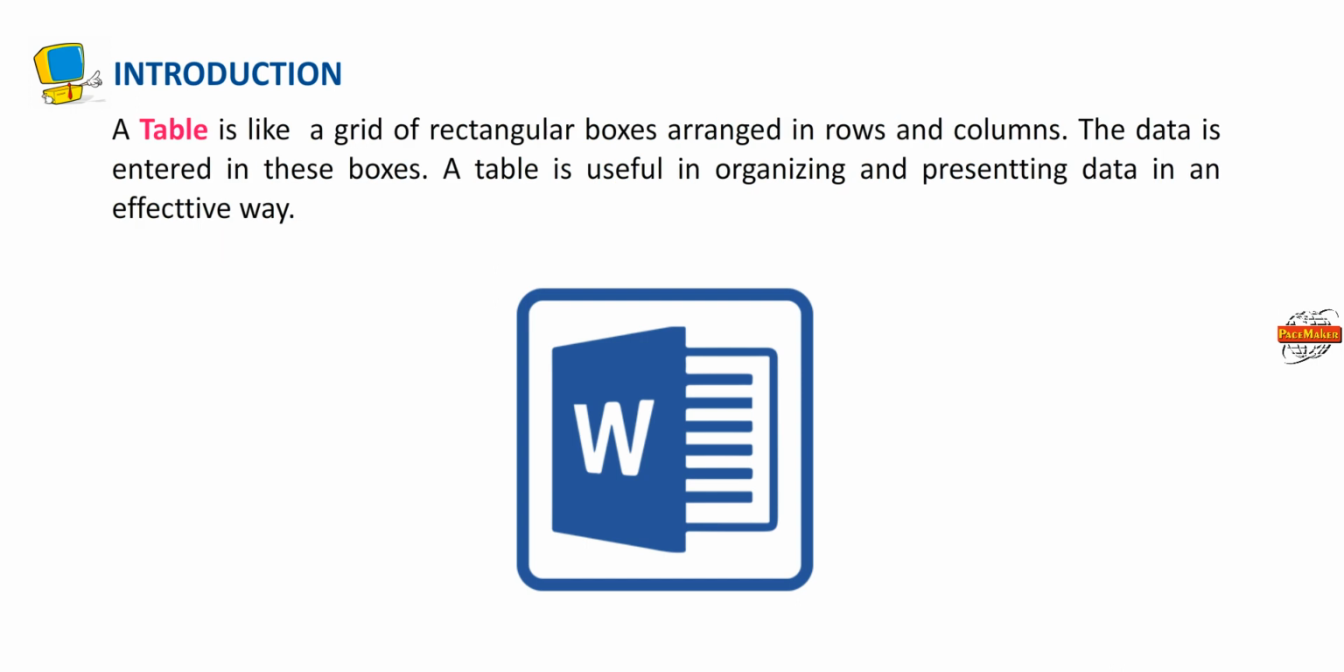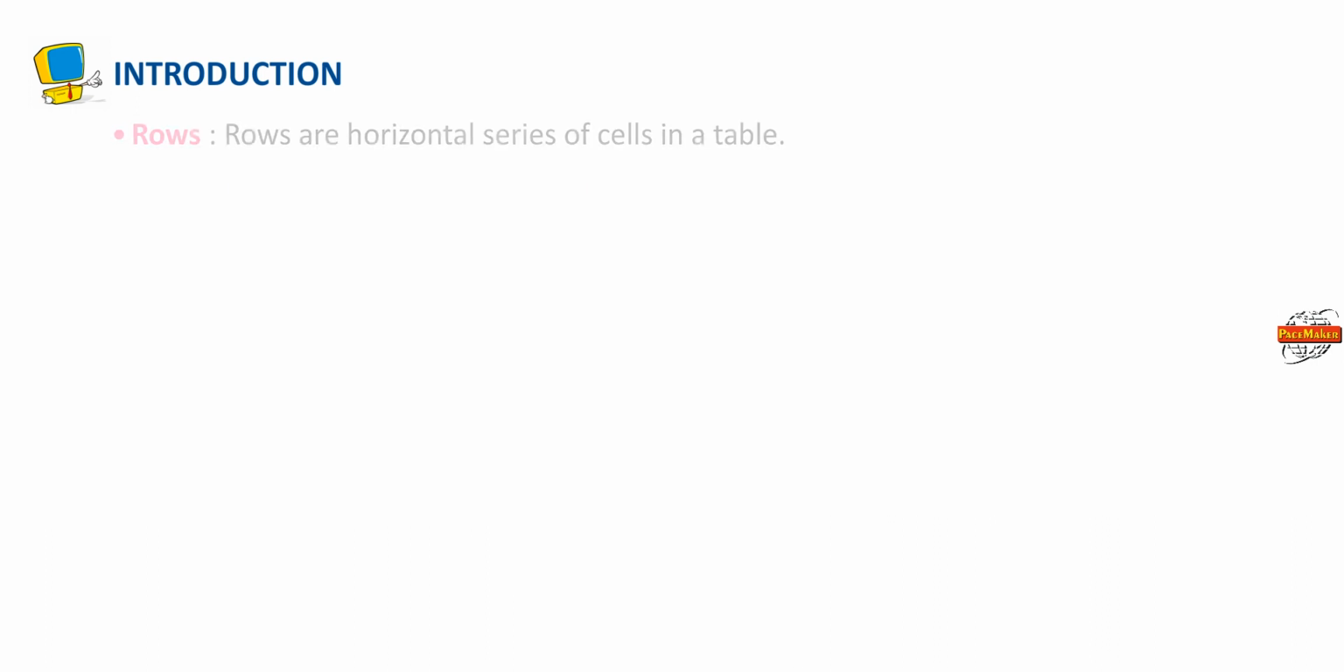A table is like a grid of rectangular boxes arranged in rows and columns in which the data is entered. A table is useful in organizing and presenting data in an effective way.